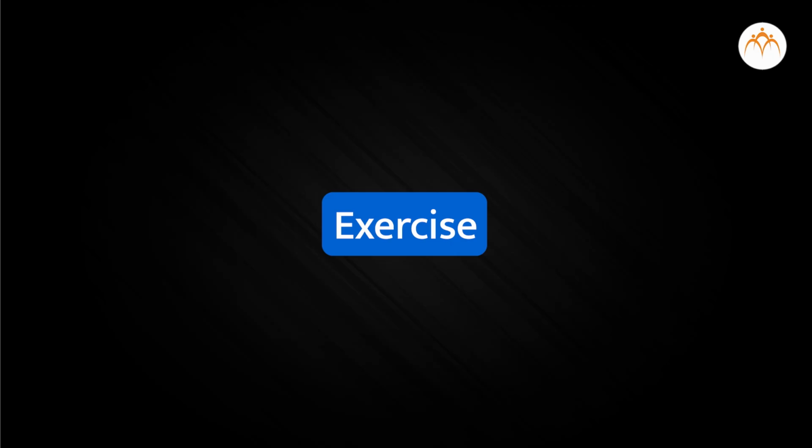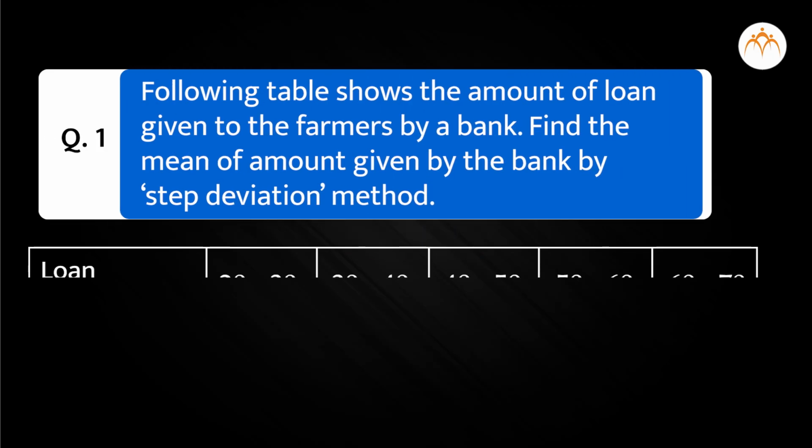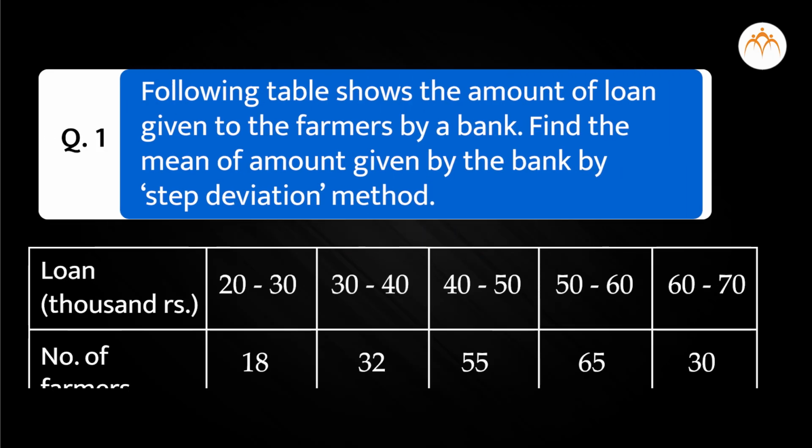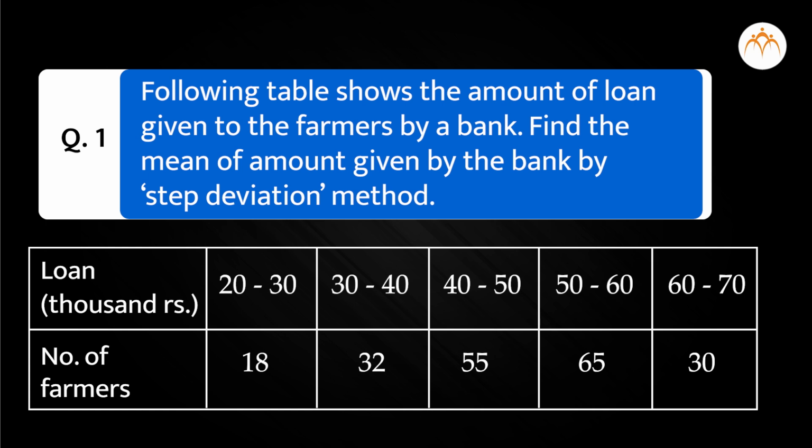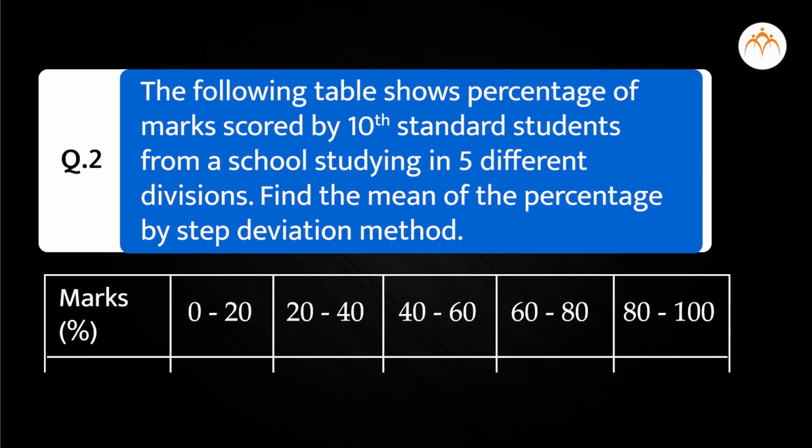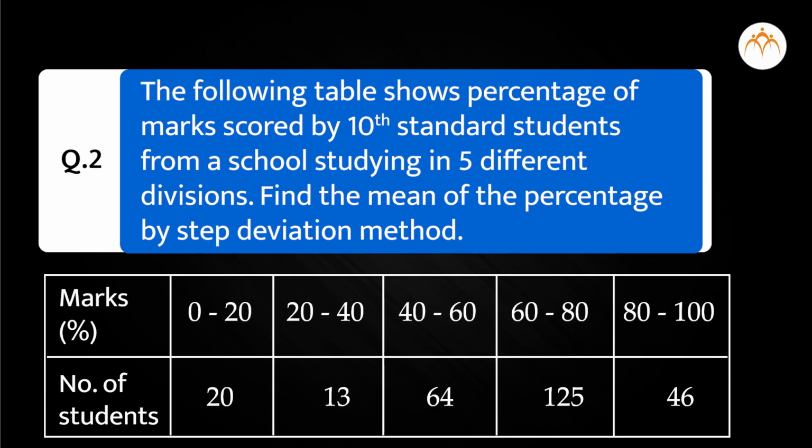Exercise. Following table shows the amount of loan given to the farmers by a bank. Find the mean of amount given by the bank by step deviation method. The following table shows percentage of marks scored by 10th standard students from a school studying in 5 different divisions. Find the mean of the percentage by step deviation method.